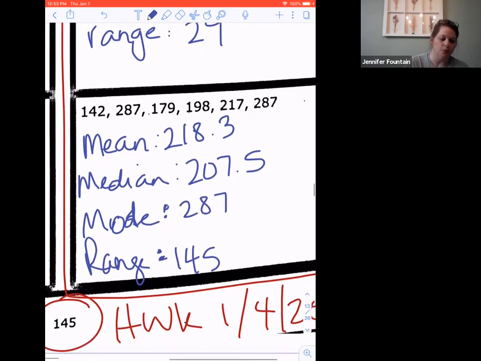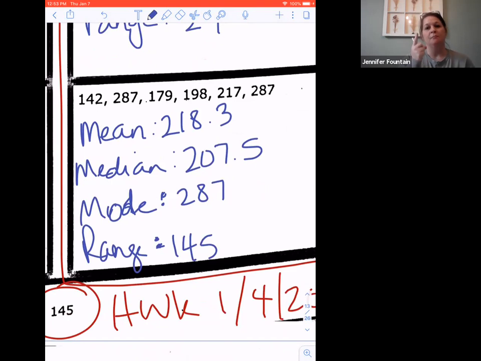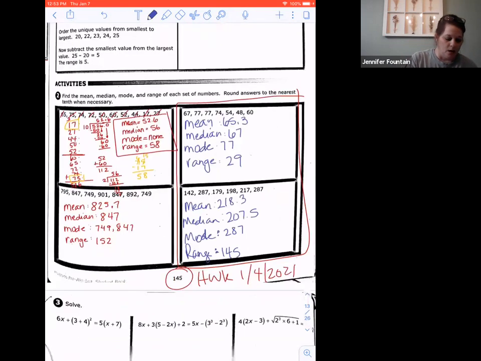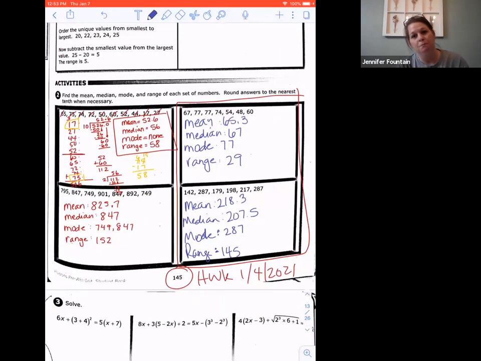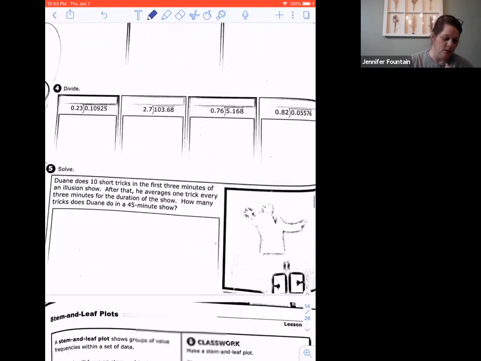Okay, so remember my mean is the average. My median is my middle number when they're put in order from least to greatest. My mode is the one that repeats the most. And then my range is my difference from largest to smallest. Okay, so those are different or easier ways to remember mean, median, mode, and range. Any questions on that? All righty.